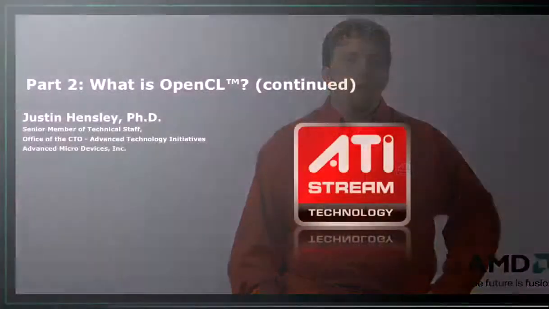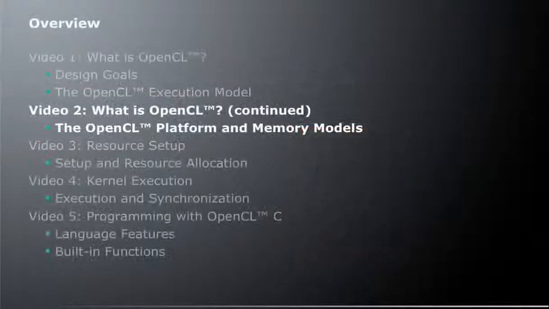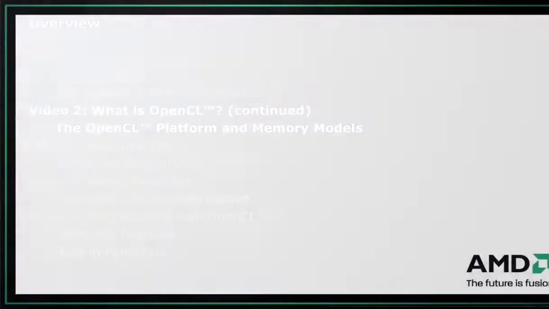Today, I want to be talking about OpenCL, and this is the second video in a series of videos where we talk about how you can use OpenCL to accelerate applications, in particular using AMD's OpenCL runtime. We're going to continue talking about what is OpenCL, and in particular, what is the platform and memory models of OpenCL. In other videos, we talk about the language used in OpenCL and how to actually create resources and compile your code.